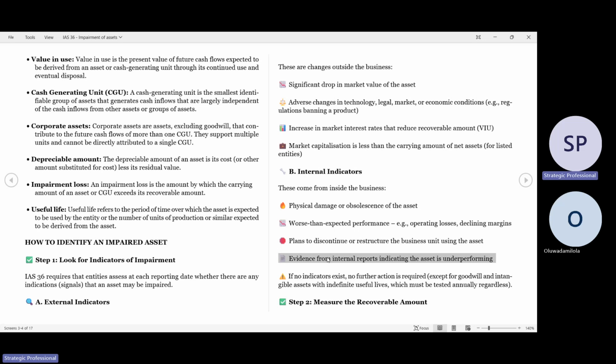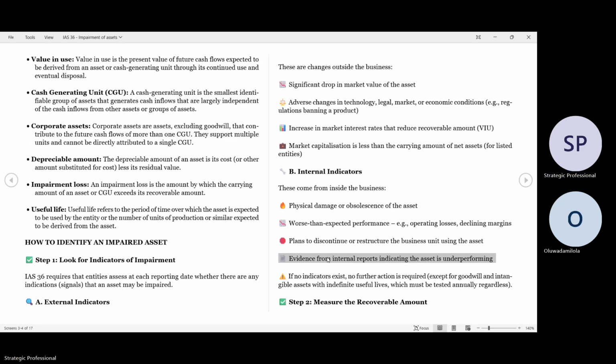However, if no indicator exists, then no further action is required. It means that the value of your assets, the value you stated in your books, is fine. If you said your property, plant and equipment is 50 million, it is actually 50 million. It's fine. No issues.